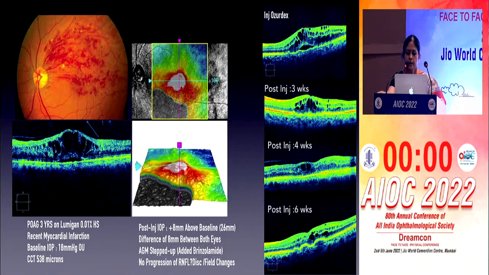So a patient here is a known case of primary open-angle glaucoma on Lumigan. He has a recent myocardial infarction where anti-VEGF injection is a no-no. Baseline IOP is 18 with 2 injections of Ozurdex. His pressure increases about 8 millimeters from the baseline. So we step up his anti-glaucoma medications.